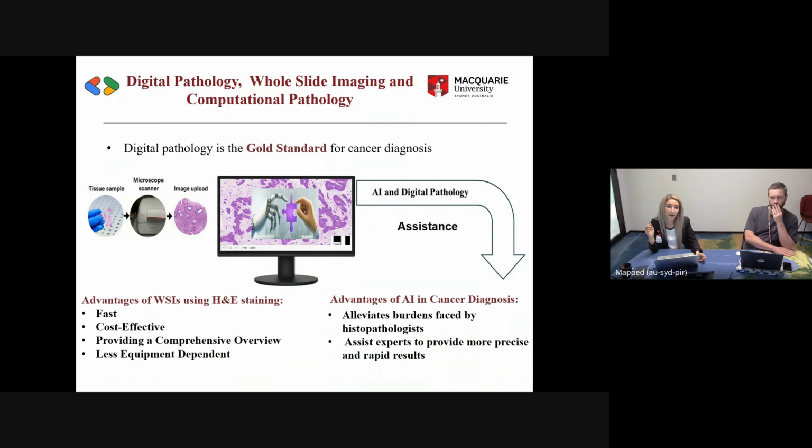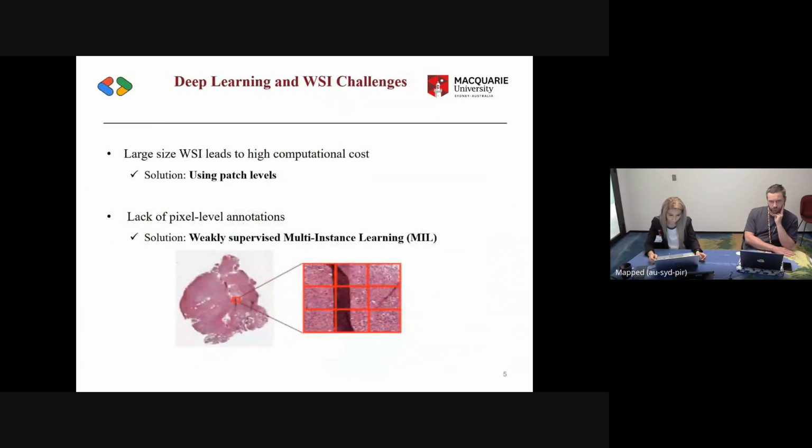In terms of AI, the most important thing is that AI is not going to be the real doctor. It is going to assist doctors, physicians, clinicians. So the advantage of using AI in digital pathology is just to alleviate burdens faced by histopathologists and assist experts to provide more precise and rapid results.